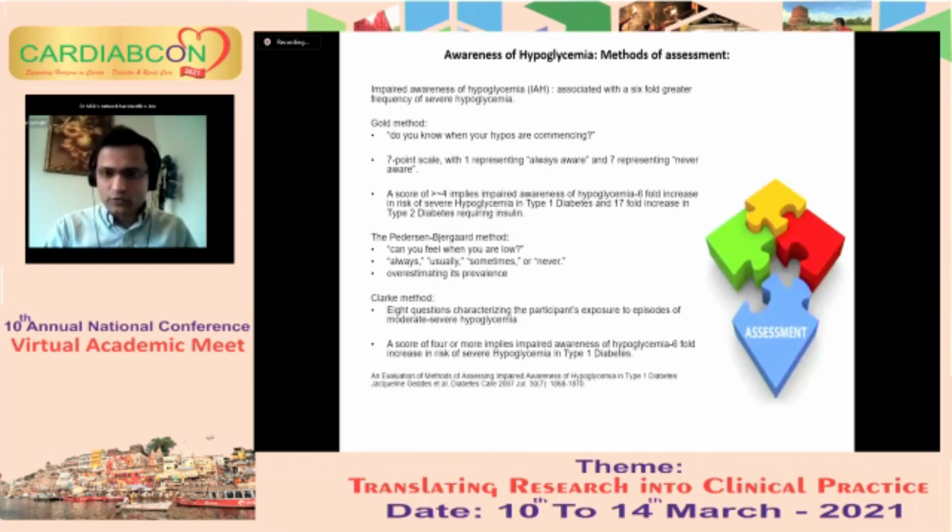So we'll quickly touch base on awareness of hypoglycemia. There are various tools we can use in type 1 diabetes. Obviously, in type 2 diabetes it takes more time because we need to take a good history.